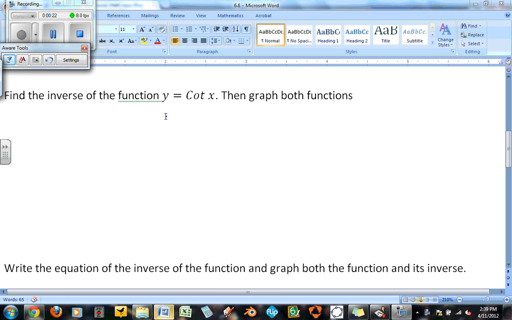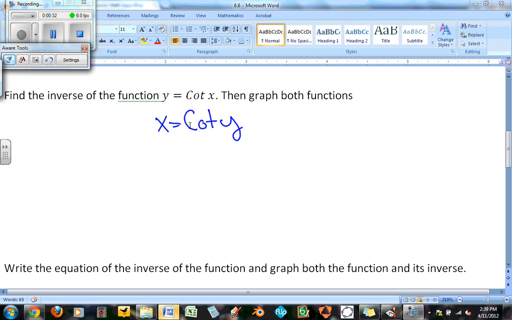So switch the x's and the y's, we get x equals capital cotangent of y. All right, so in order to solve for y again, we need to get rid of this cotangent, and we know to get rid of something in algebra, we need to undo it, or we need to do the inverse of it, right? The inverse of 1/2 is 2 over 1, right? The inverse. Okay, so we actually have commands for that in trig, and we've learned a couple of those.